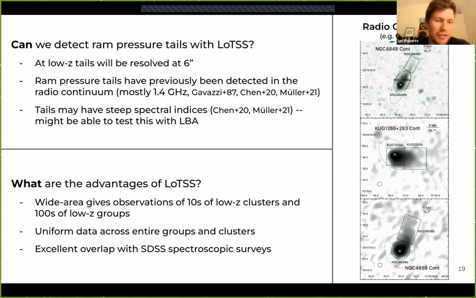And then the advantage of LOTS, I've already talked about the wide area. Also, the uniform data is an important one. The survey is observing roughly to uniform sensitivity all across the sky, so we're not biased in terms of some clusters or some fields being observed to higher depth than others. And based on the area that I showed on the previous slide, there's fantastic overlap with things like the SDSS spectroscopic surveys, so we have excellent redshifts for these galaxies.